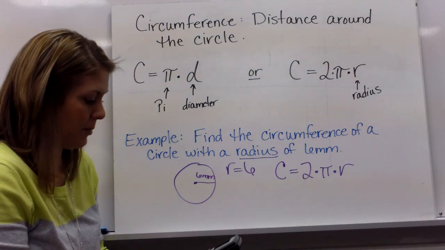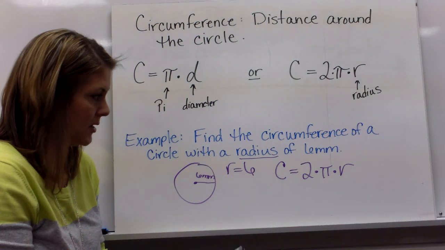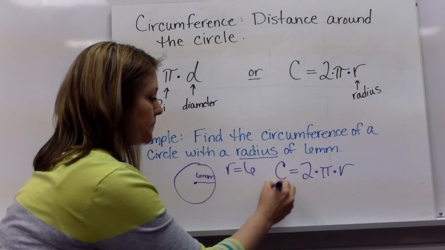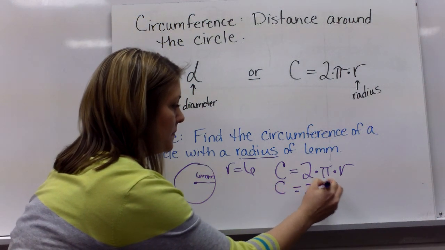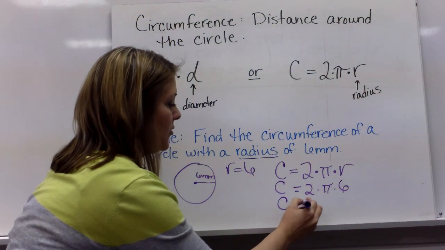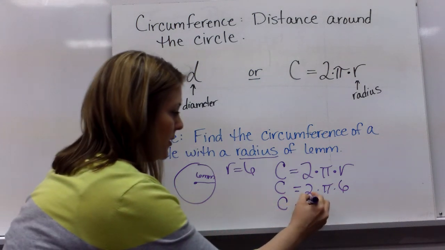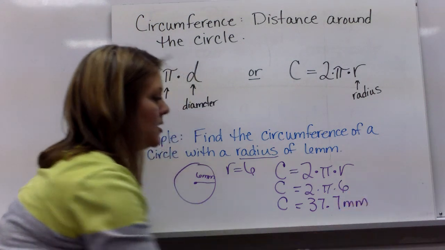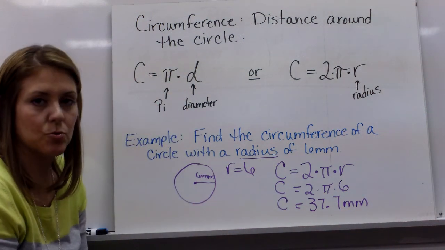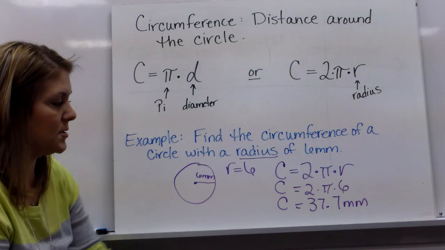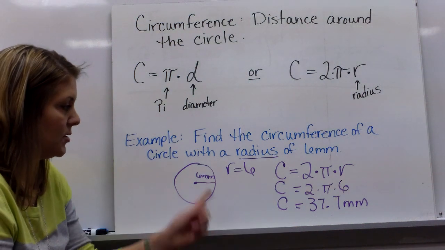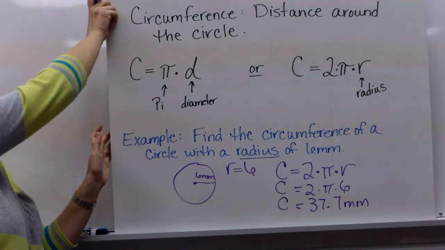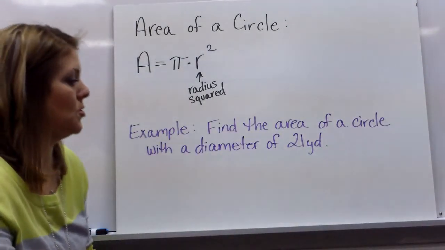So I'm going to use the pi button, so 2 times pi times 6, and we'll round to the tenths place. So the circumference of this particular circle would be 37.7 millimeters. Don't do millimeters squared, we're not dealing with area, just make sure you label it with that unit of measurement.